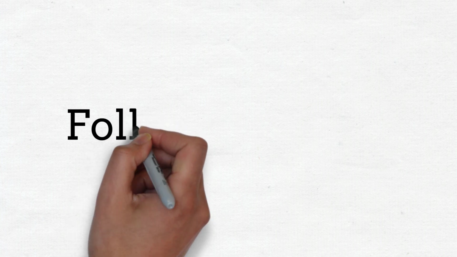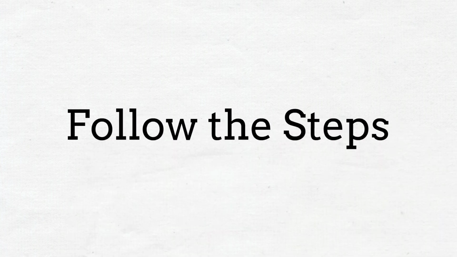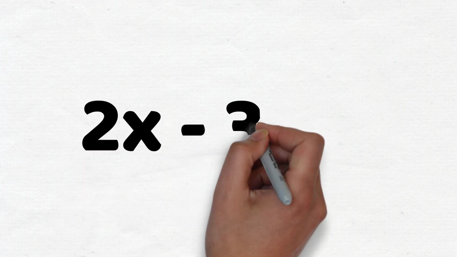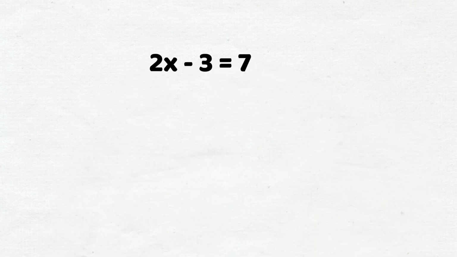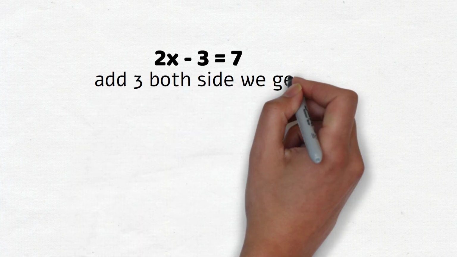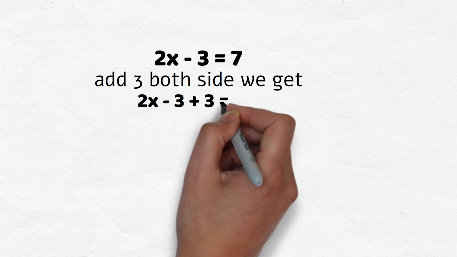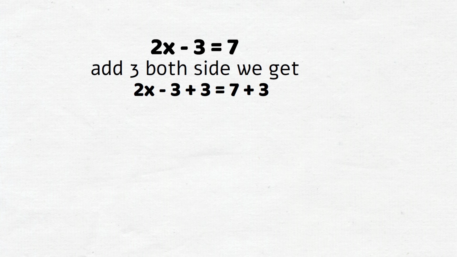To find out the value of x, we have to follow some steps. Step 1: 2x minus 3 is equal to 7. Here 3 is in subtraction with 2x, so we have to add 3 on both sides. After adding 3 on both sides we get 2x minus 3 plus 3 is equal to 7 plus 3.